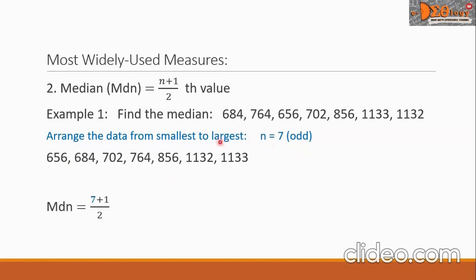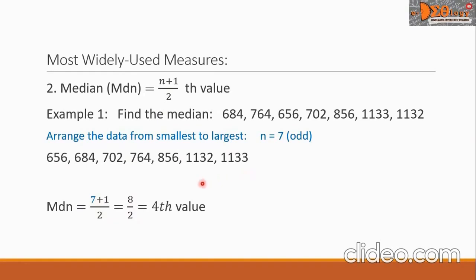Let us now use our formula here. So median equals n plus 1 over 2, which is now 7 plus 1, taken from here, the number 7, over 2. Simplifying this, 7 plus 1 is 8 divided by 2, and this is equal to 4. This number 4 describes the fourth value of our arranged data.